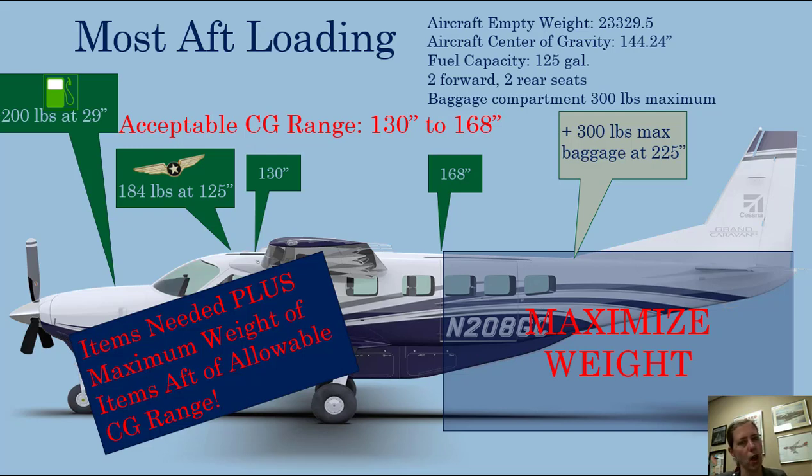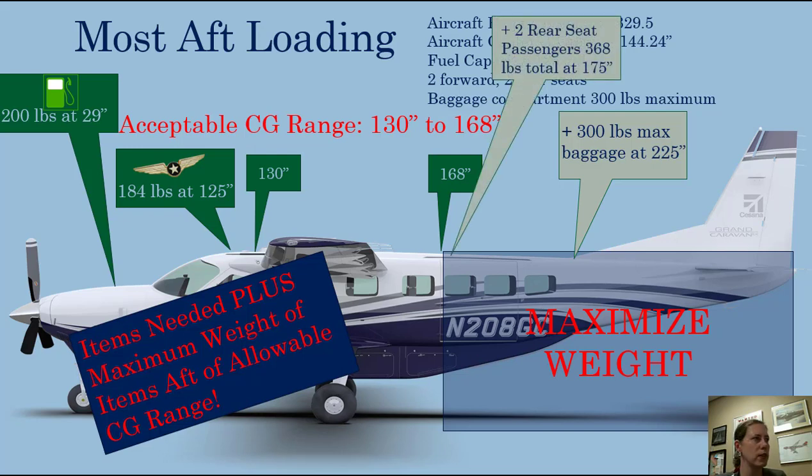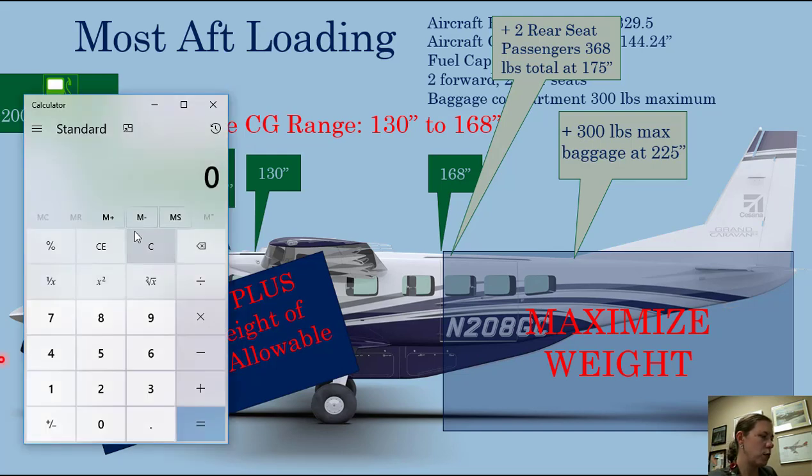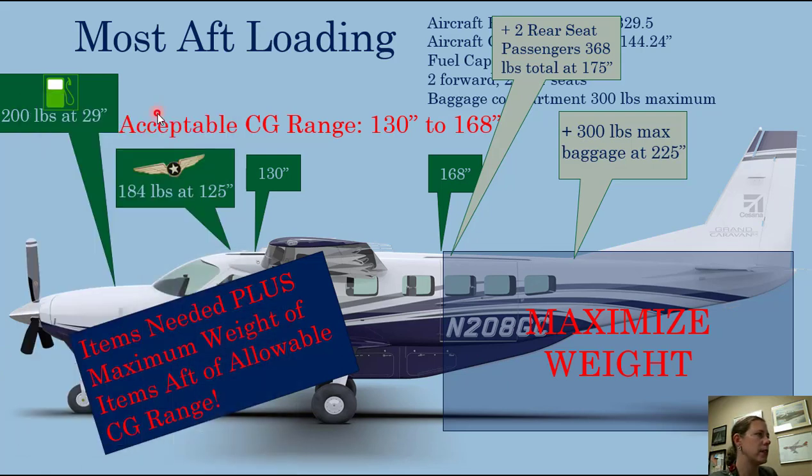So the rear seats we saw, those are at 175 inches. And in this example, there's 2 rear seats. So 2 people we have, and our 2 people each weigh our assumed 184 pounds. That gives us 368 pounds in our rear seats. And we do want to maximize them because they are at 175 inches, which is well aft of the 168-inch limit. It's by 7 inches aft, okay? So these 2 areas, we are going to maximize those weights.